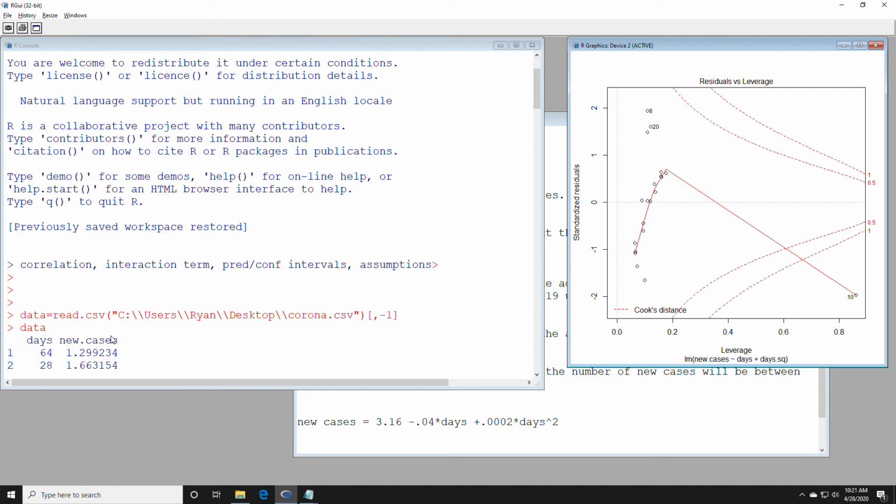So we've talked about the correlation, we've talked about prediction and confidence intervals, and we've talked about the assumptions. And so I'm going to have one more example where we discuss the interaction term.